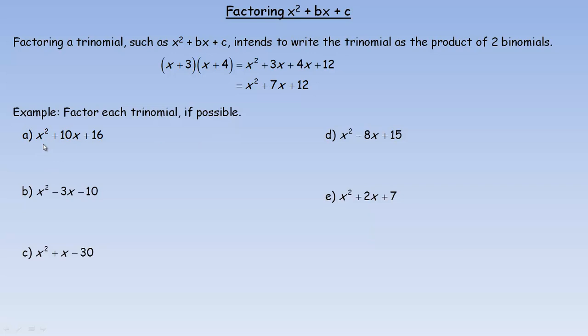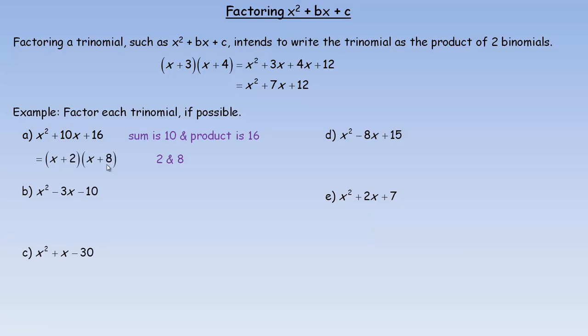And so in the first one, x squared plus 10x plus 16, we're looking for two numbers whose sum is 10 and product is 16. And so the two numbers that add to 10 and multiply to 16 would be 2 and 8. And so because 2 and 8 add to 10 and multiply to 16, the factors of this would be x plus 2 and x plus 8.